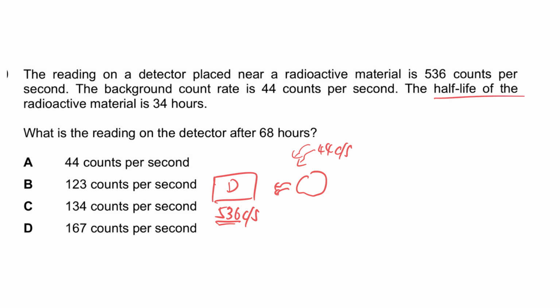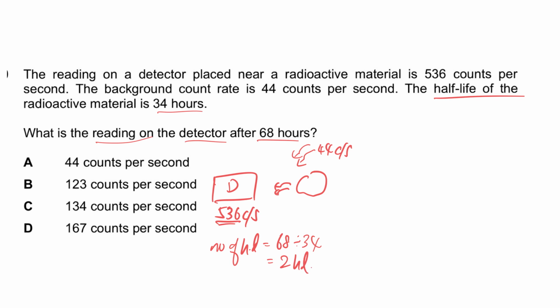Next, you are given that the half-life of this radioactive material is 34 hours and you are asked what's the reading on the detector after 68 hours. So the first step that we need to do is to find, in the duration of 68 hours, how many half-lives have passed. We'll just take 68 divided by 34 and you have 2 half-lives.